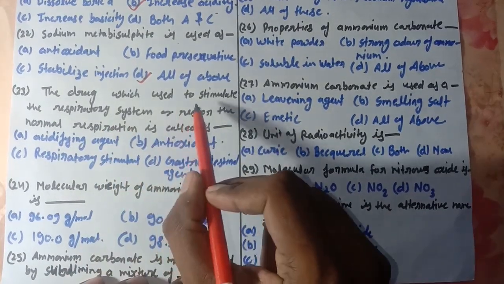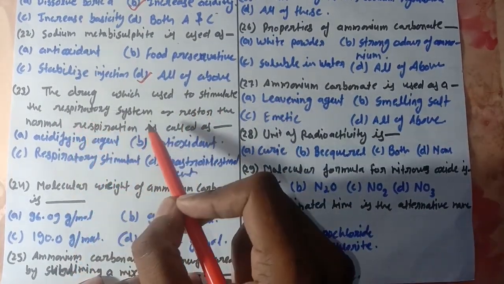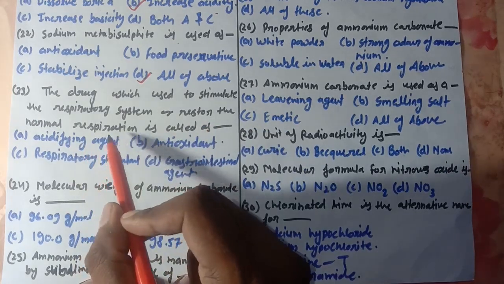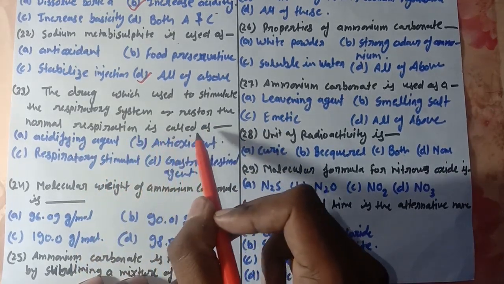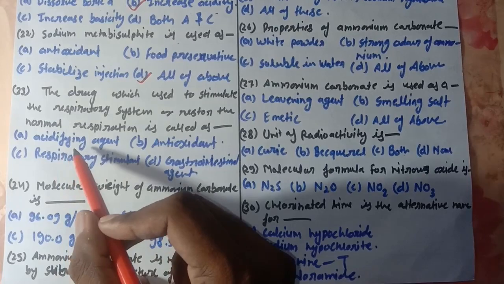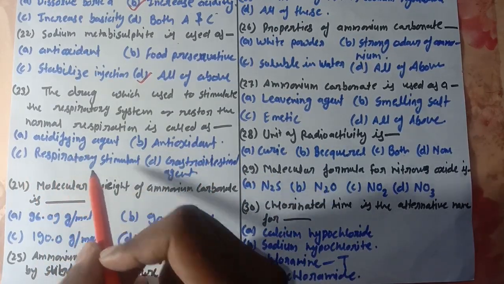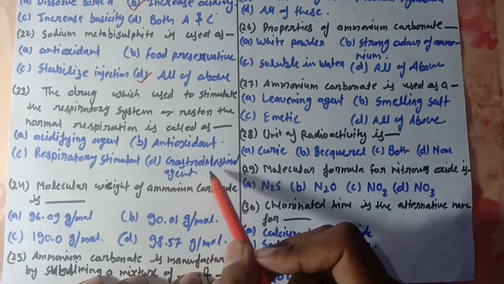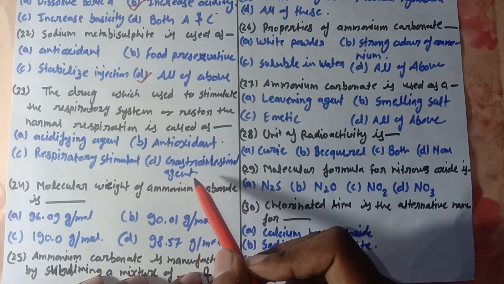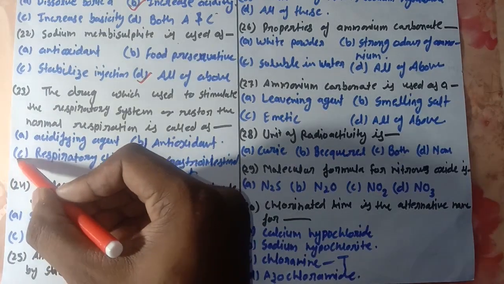The drug which is used to stimulate the respiratory system or restore normal respiration is called: option A, acidifying agent; option B, antioxidant; option C, respiratory stimulant; option D, gastrointestinal agent. So the answer is C, respiratory stimulant.